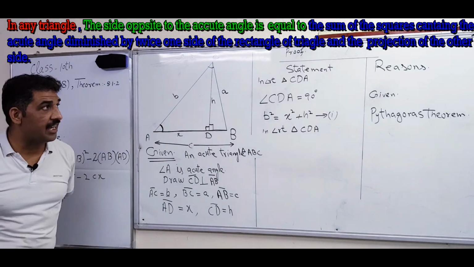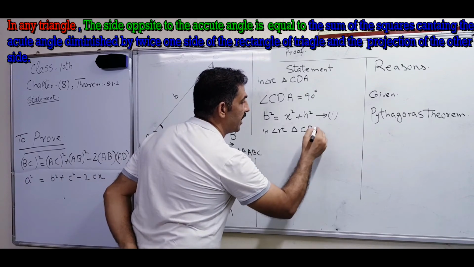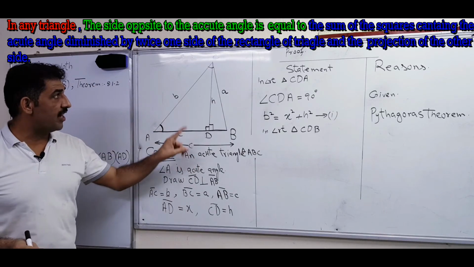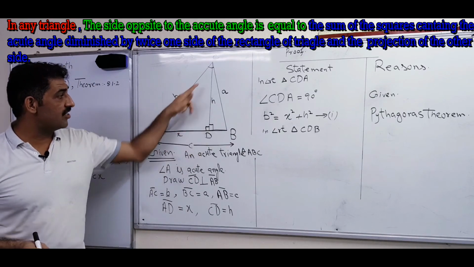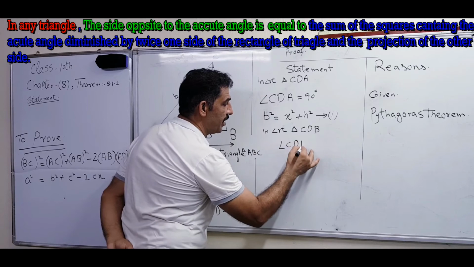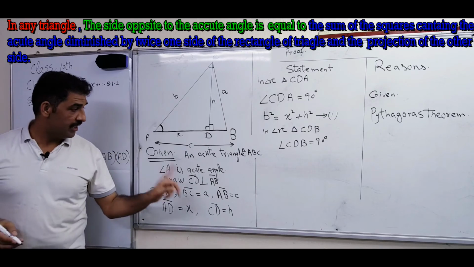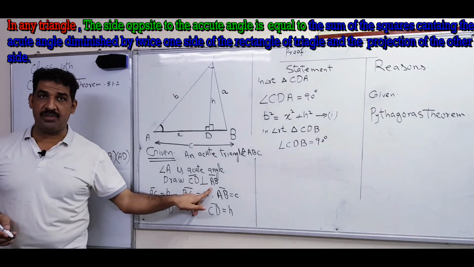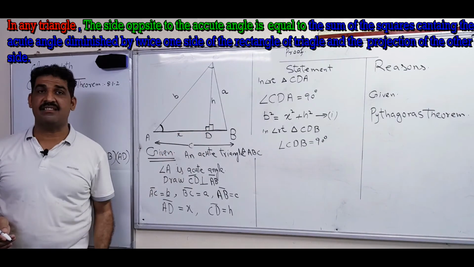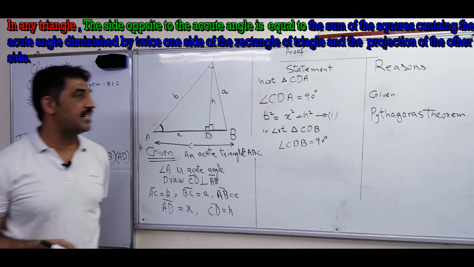Sorry, not CDA, triangle CDB. In triangle CDB, the angle CDB is 90 degrees. Angle CDB is equal to 90 degrees because we say that CD is perpendicular to AB. When it is perpendicular, there is 90 degrees here and 90 degrees here, both sides having 90 degrees. That's why we say perpendicular in the given, so its reason is given.